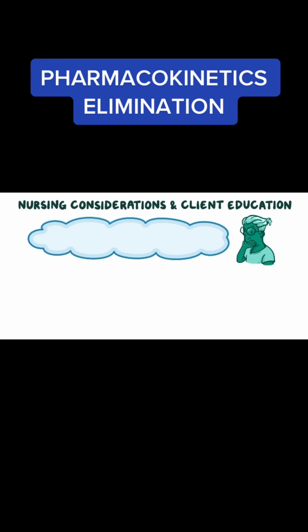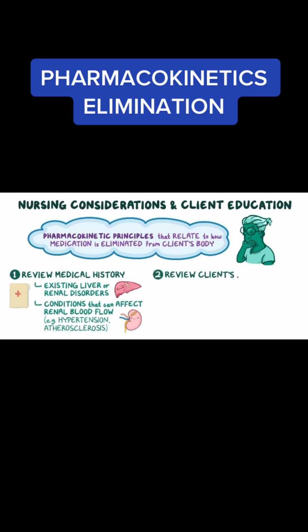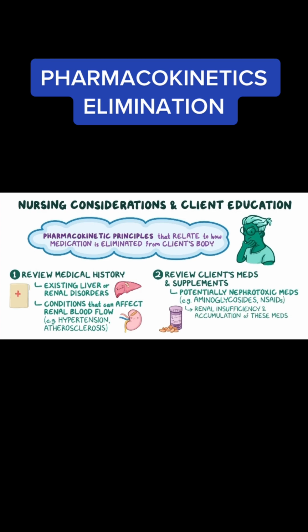Alright, before administering any medication to your client, remember to keep in mind some of the general pharmacokinetic principles that relate to how the medication is eliminated from your client's body. First, review their medical history, taking note of any existing liver or renal disorders, as well as conditions that can affect renal blood flow, like hypertension or atherosclerosis. Next, review all of your client's medications and supplements, and check for potentially nephrotoxic medications like aminoglycosides and NSAIDs that can lead to renal insufficiency and result in the accumulation of these medications. This is especially important if the medication you are administering is also toxic to the kidneys.